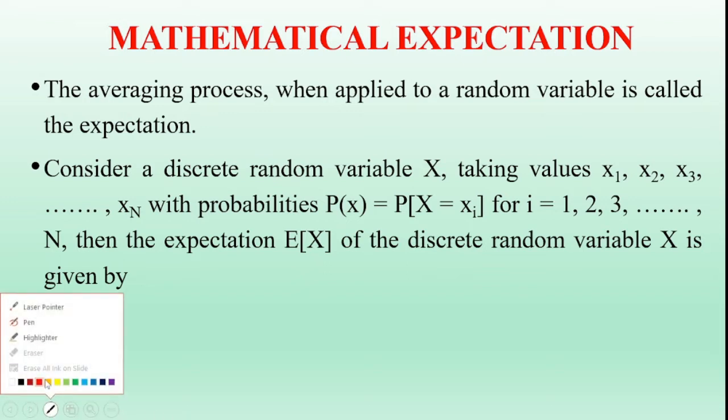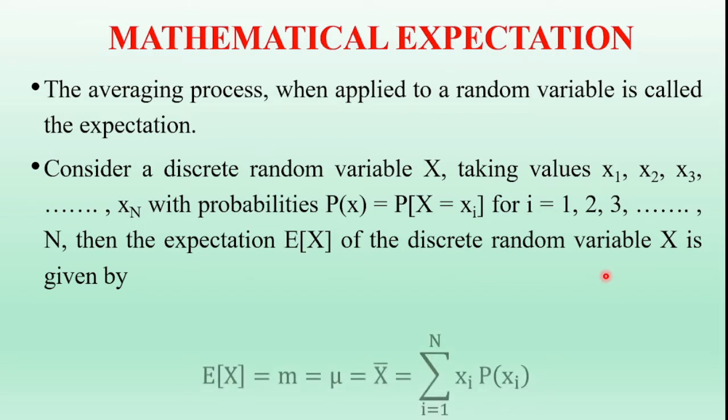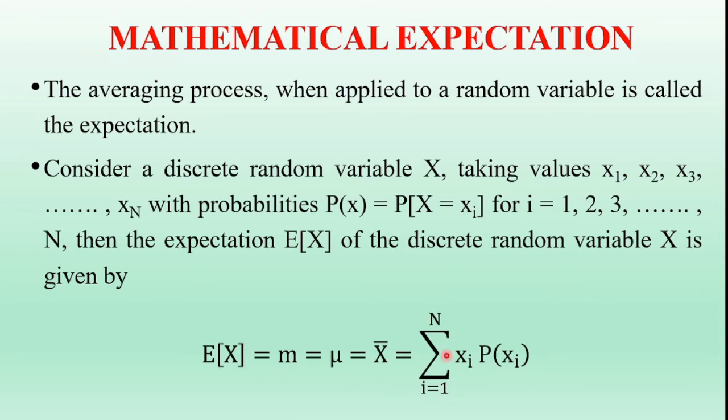Consider a discrete random variable X, taking the values small x1, x2, x3 and so on xn with probabilities, probability of X is equal to xi for i equal to 1, 2, 3 and so on n. Then the expectation of the discrete random variable X is given by expectation of X is equal to sigma i is equal to 1 to n xi into p of xi.